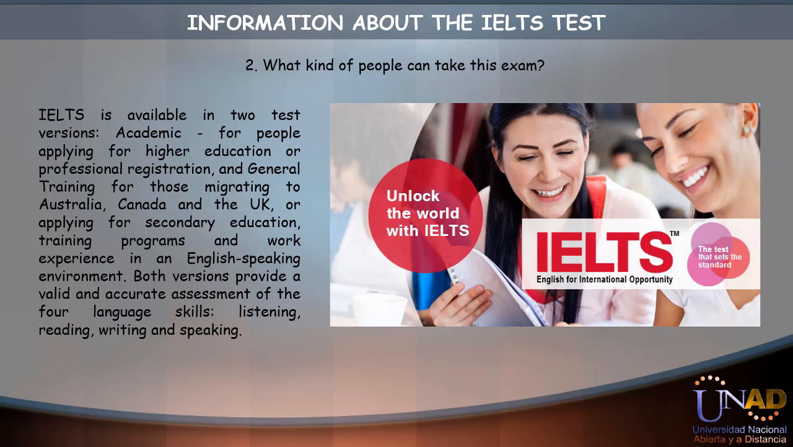What kind of people can take this exam? IELTS is available in two test versions: academic, for people applying for higher education or professional registration, and general training, for those migrating to Australia, Canada, and the UK, or applying for secondary education, training programs, and work experience in an English-speaking environment. Both versions provide a valid and accurate assessment of the four language skills: listening, reading, writing, and speaking.